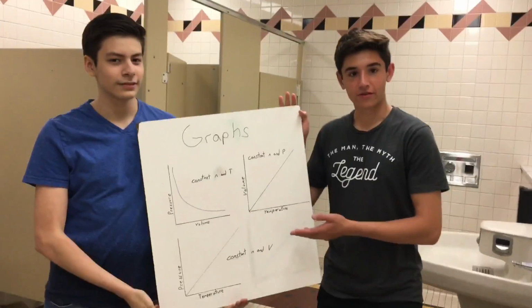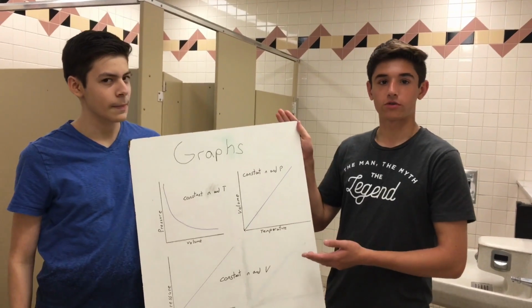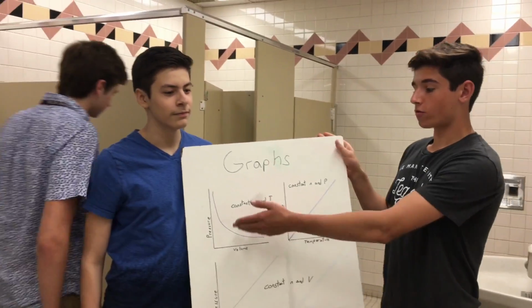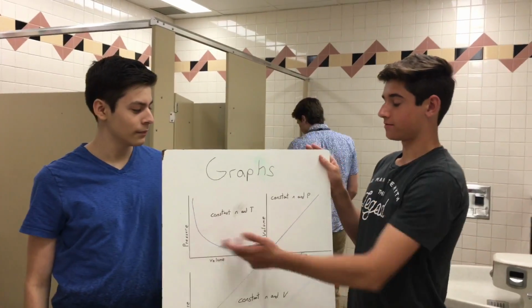Here are 3 graphs that all involve the PV equals nRT equation. For example, as this.